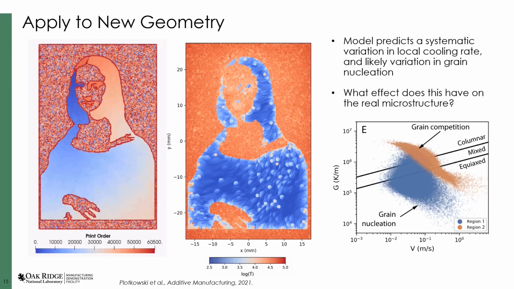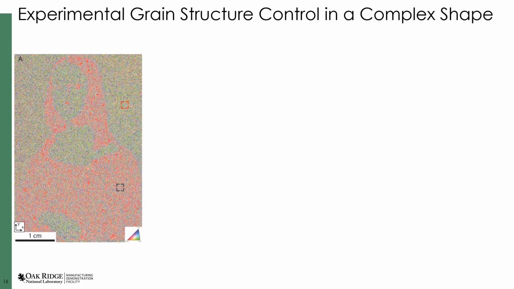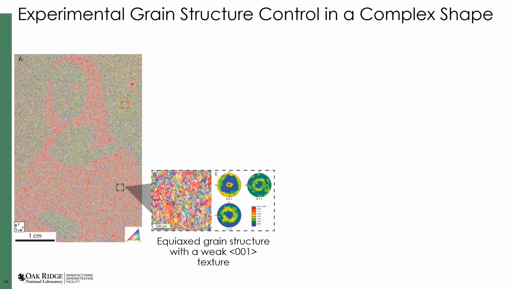depending on which of those regions we're in. So now we can take a look at that experimentally, and indeed, the electron backscatter diffraction image shows that we get a very consistent systematic variation in our grain structure between these two regions. If we zoom in first, let's take a look at this central region. You can see that we're getting primarily an equiax grain structure, and we get a weak fiber 001 type texture parallel to the build direction.